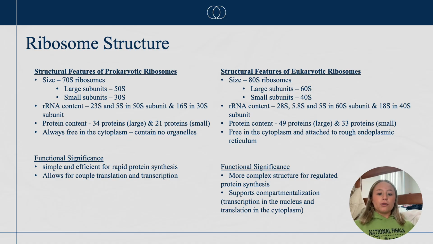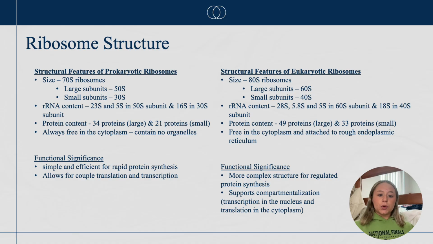Eukaryotic ribosomes are free in the cytoplasm and attached to the rough endoplasmic reticulum. And then for eukaryotic ribosomes, their functional significance is that they are a more complex structure for regulated protein synthesis, and they support compartmentalization in the nucleus and translation in the cytoplasm.